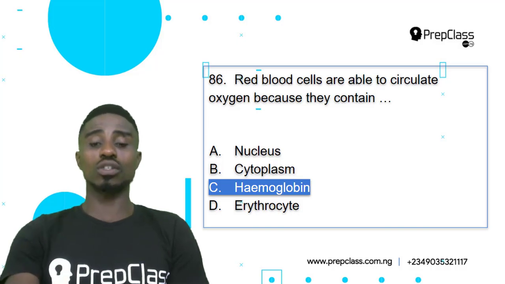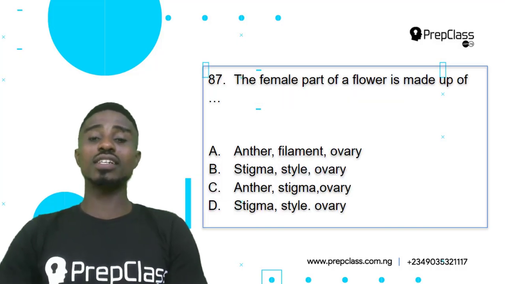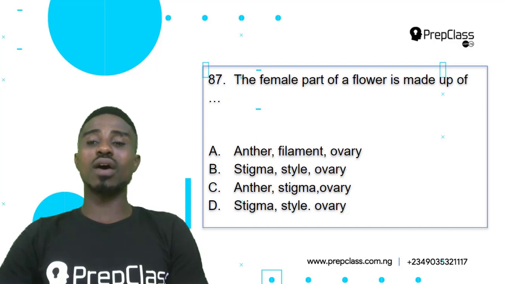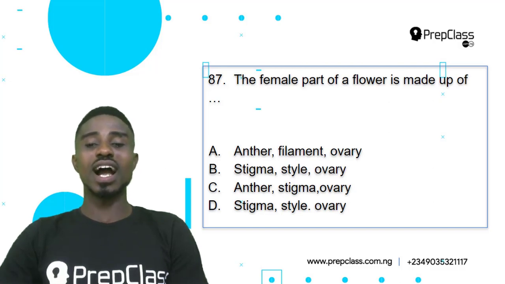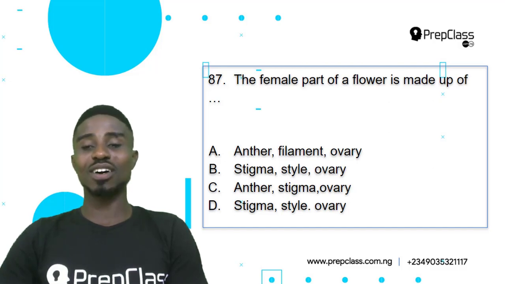Let's look at the next question. Question 87. The female part of a flower is made up of A. Anther, filament, ovary, B. Stigma, style, ovary, C. Anther, stigma, ovary, D. Stigma, style, ovary.